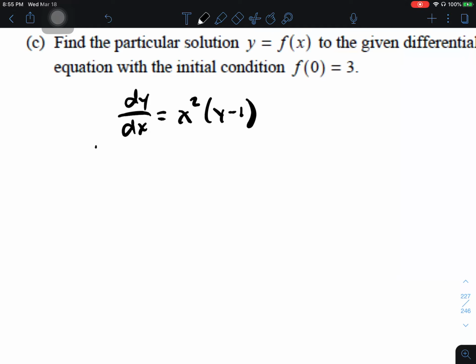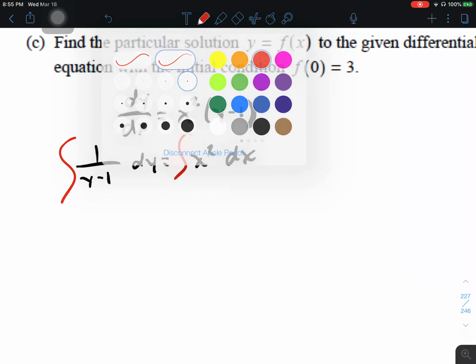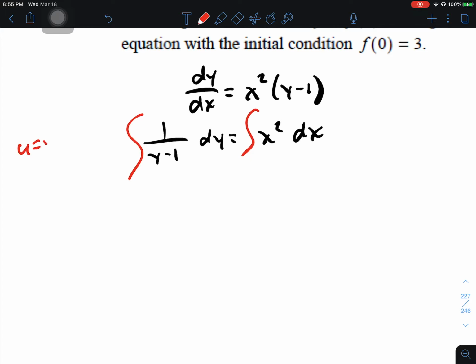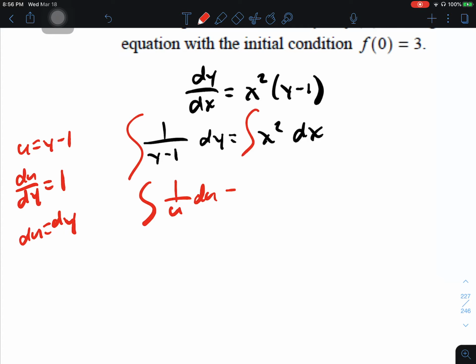We separate our variables by multiplying both sides by dx and dividing by y minus 1. And then if we integrate both sides, the left side, if we use substitution, u is y minus 1, du over dy equals 1, du equals dy. It'll be like integrating 1 over u, which is natural log of the absolute value of u, and u is y minus 1.